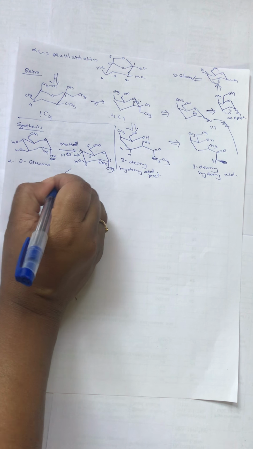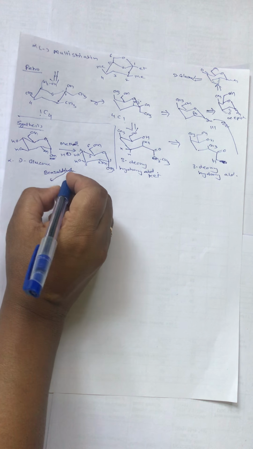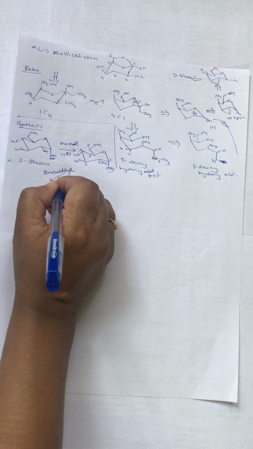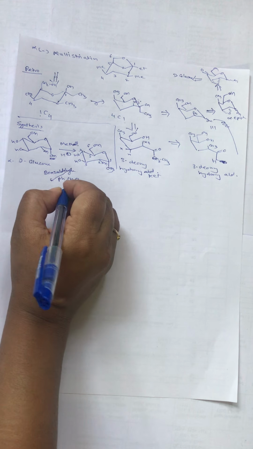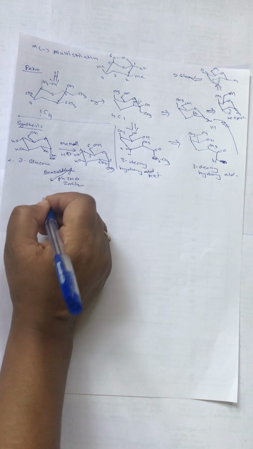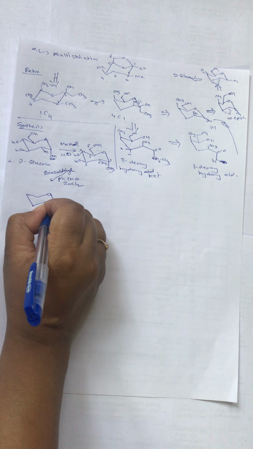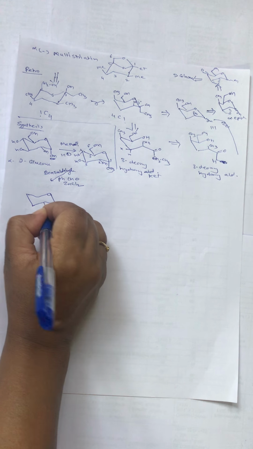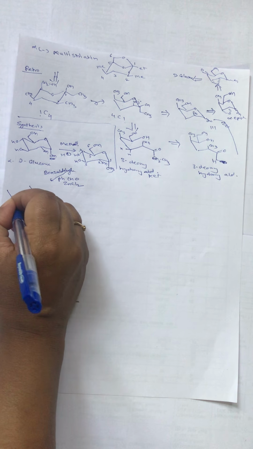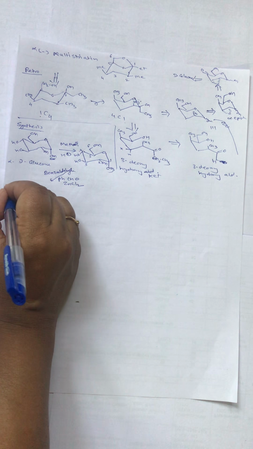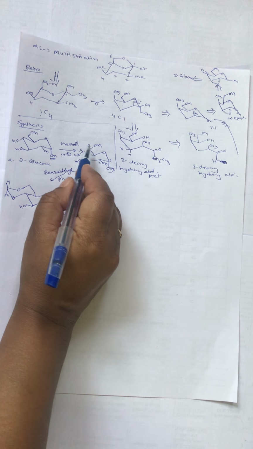That is done by treatment with benzaldehyde. We have seen that also in one of our videos, how to trap the molecule in different conformations. So when you take benzaldehyde in the presence of ZnCl2, we will get the protection of the fourth and sixth carbon atoms. So OCH3 here, OH, OH, and now this will have another ring, with H and Ph.